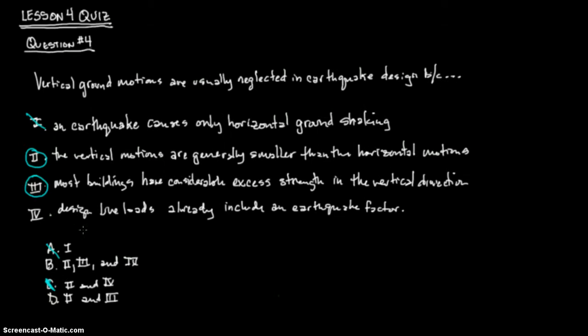Now let's look at this. Option 4: design live loads already include an earthquake factor. That's incorrect. The live loads do not include an earthquake factor, but once again, the vertical direction usually has excess strength. That's not what the live loads are based on. They have nothing to do with the earthquake. So we go down here. It's 2 and 3, it does not include 4, so therefore our answer is going to be D, 2 and 3.